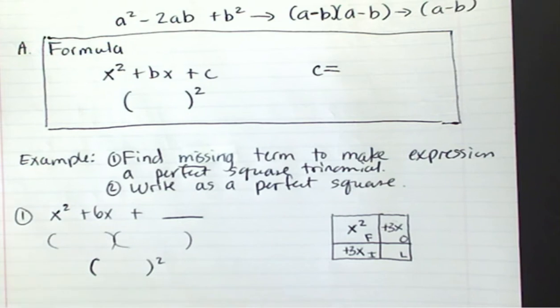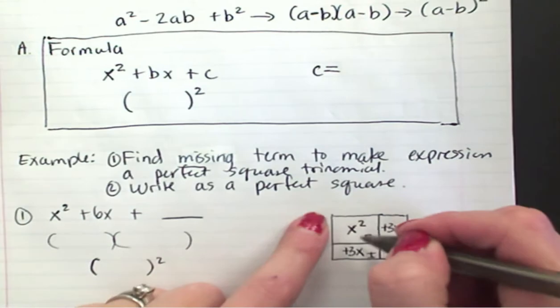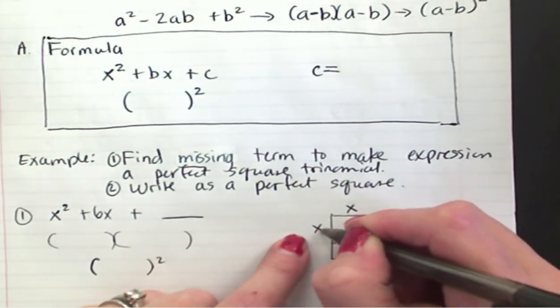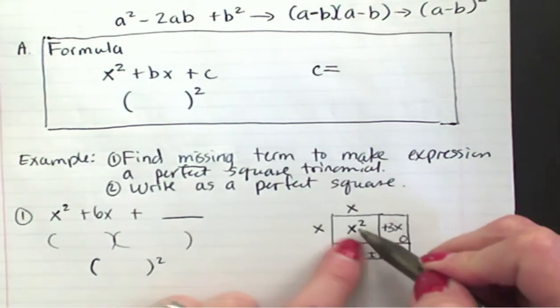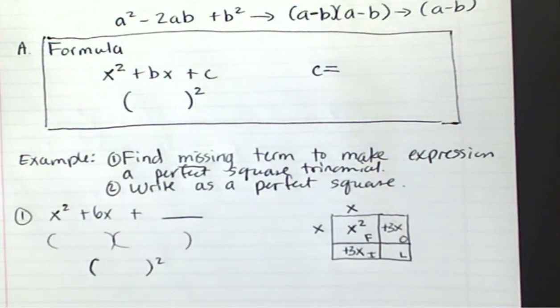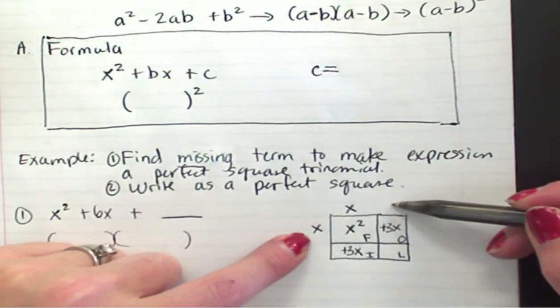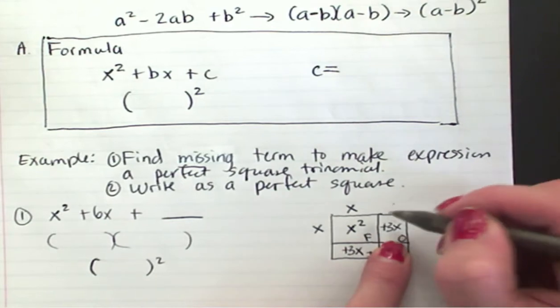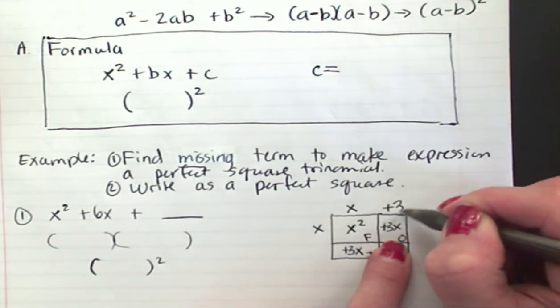How many of you have ever done foiling with the box method? Yes, okay, cool. How many of you done a Punnett square in science? Okay, it's basically the same thing. We're going to put an x and an x outside because x times x is x squared. What times x is 3x? 3.